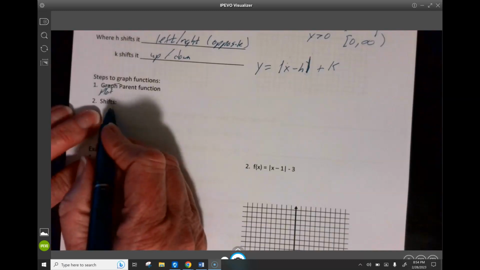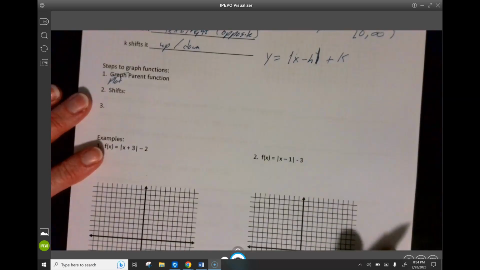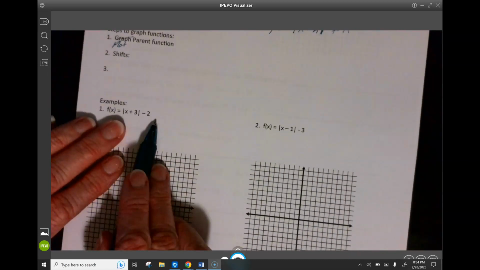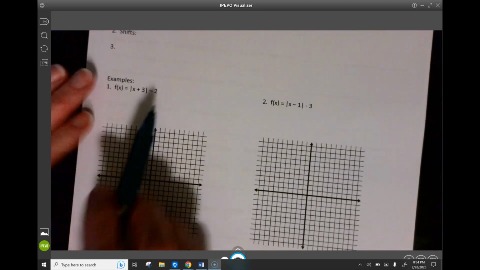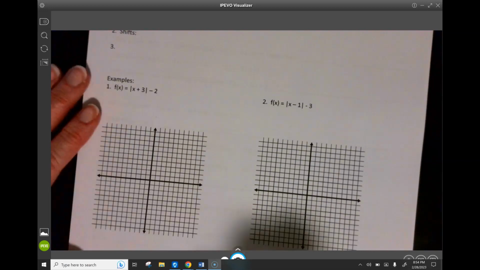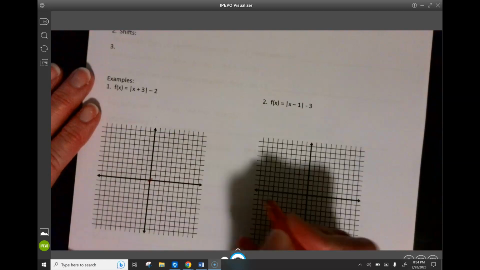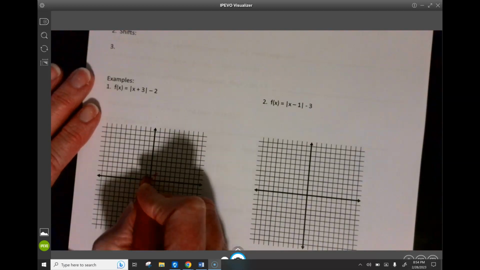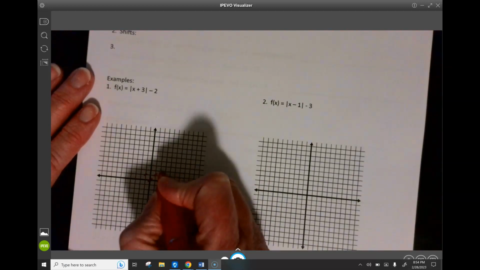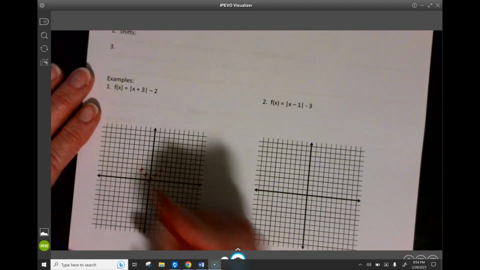Then we're going to identify what the shifts are. How does it move? Left and right, up and down. And then we're going to actually shift it. We're going to take our parent function and shift it by that. Okay, so let me show you what I'm talking about. The first thing I'm going to do is plot the parent function. That's always going to be 0, 0, 1, 1, negative 1, 1, and 2, 2, negative 2, 2. And all I'm going to do is plot those points.